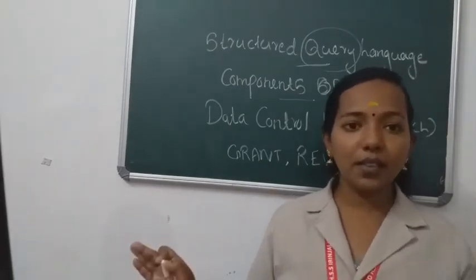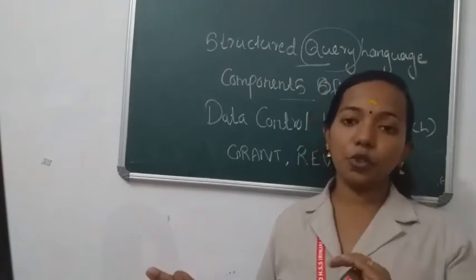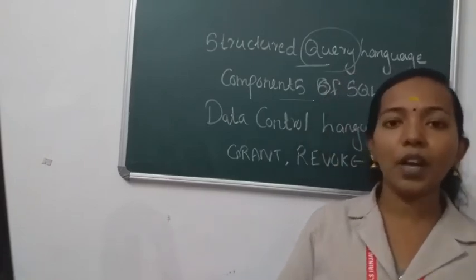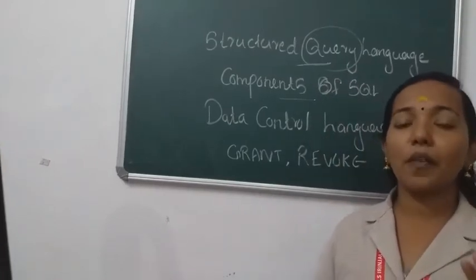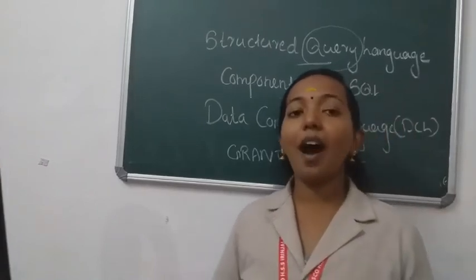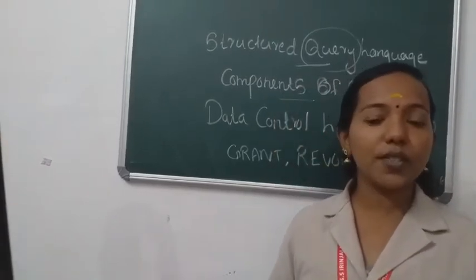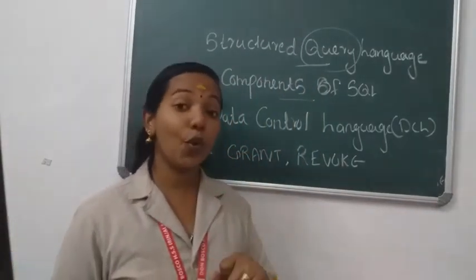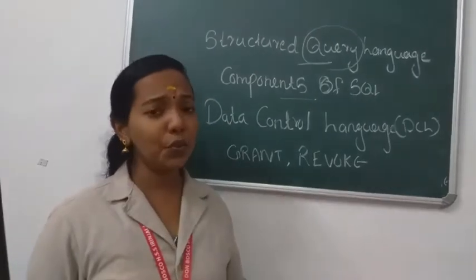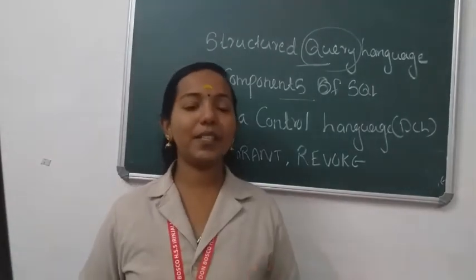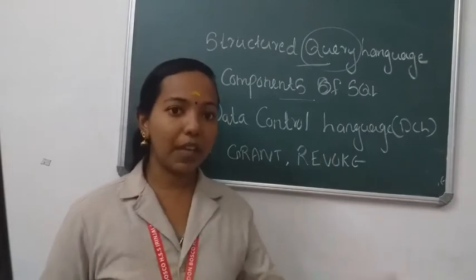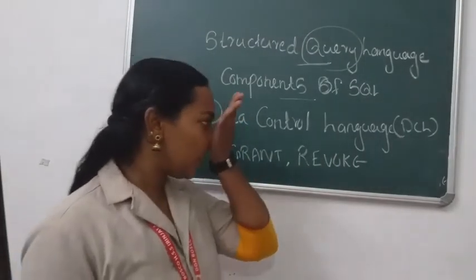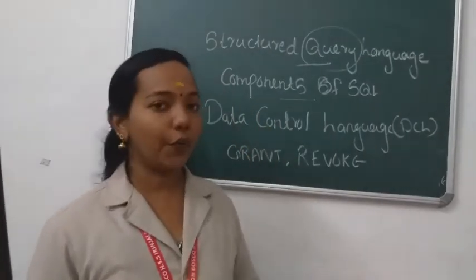Then revoke means we can restrict some set of users from accessing this kind of data or some amount of data. That means it provides security features to RDBMS. So these are the two commands, grant command and revoke command. This is used to control the database management system. Grant for giving permission, revoke for restricting the permissions. Clear?